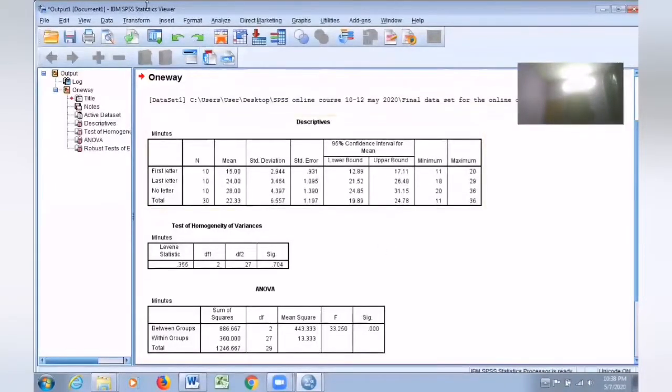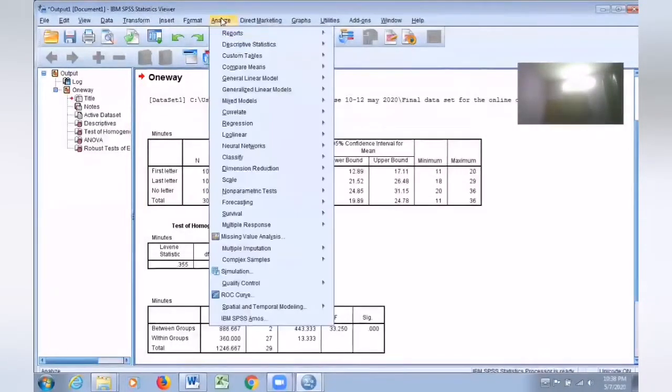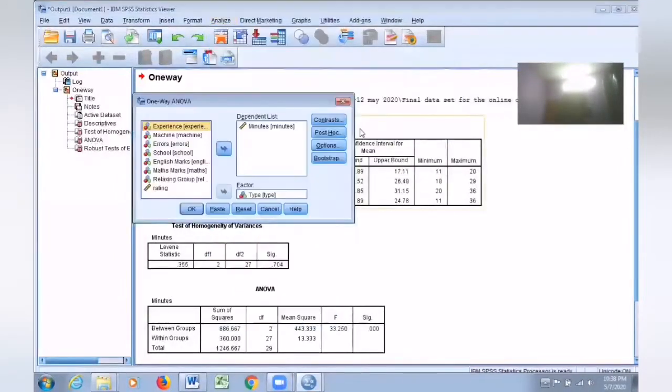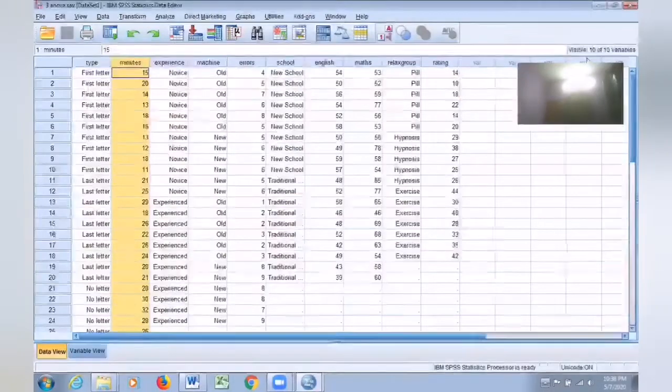Fine. A question comes here. Sir, you talked about 2 analyses. One is post hoc and another is planned comparison. What is the difference between these 2? Let us see here. Go to compare means, one way ANOVA, and here there's an option called post hoc. The same test I'm going to conduct again by adding one more item to a test called post hoc test.